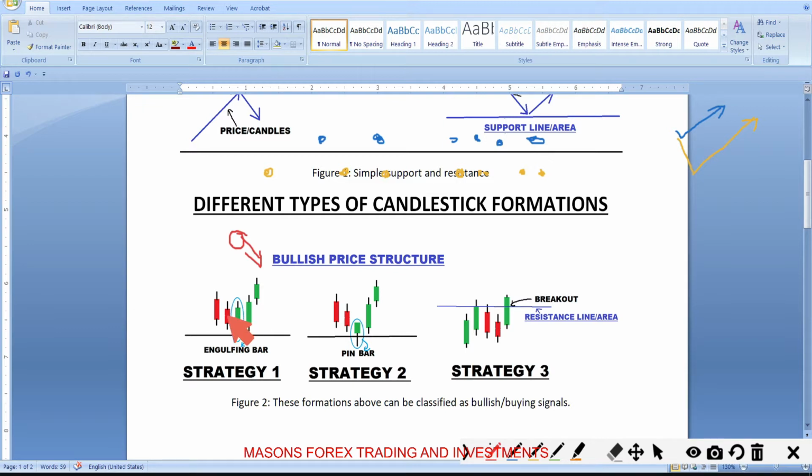So this engulfing bar can engulf the previous bar or is bigger than the previous bar. Also take note, it is at a significant level, which is shown by this line here. So it's a significant line, or ideally a significant area.